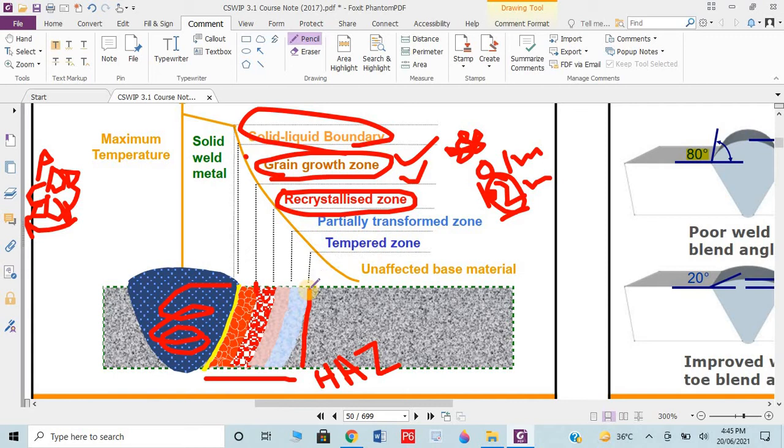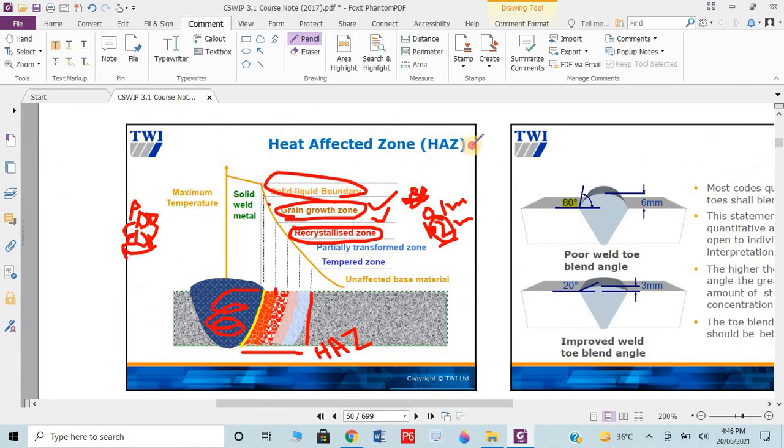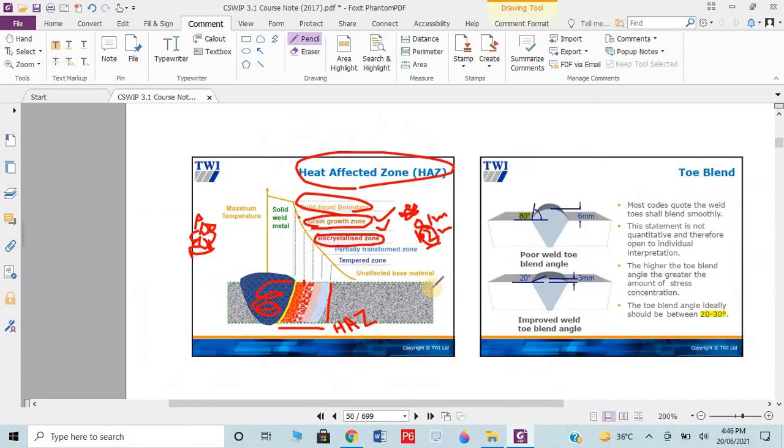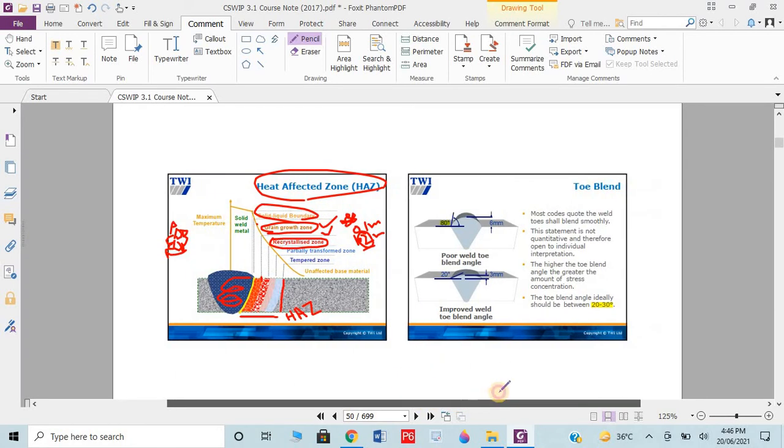Then we have the tempered zone, where there is no effect eventually, but there is some tempering or some heat-up. I believe you got the HAZ concept, the heat affected zone. I repeat it once again: maximum temperature is here. Then we have solid metal, weld metal up to here. This is the solid-liquid boundary line. This is the grain growth zone. This is the recrystallized zone. That one is the partially transformed zone, with a little bit of partial temperature. This is the final tempered zone. I got your point, and I believe you also got my point.